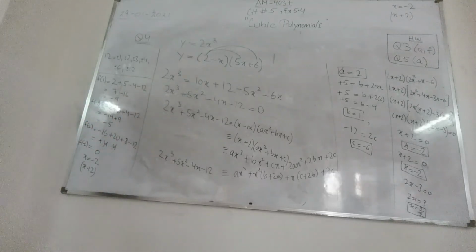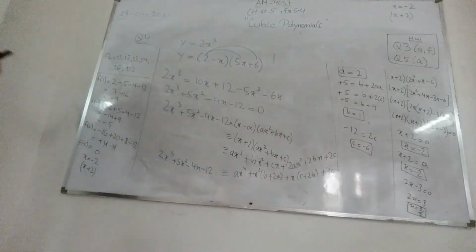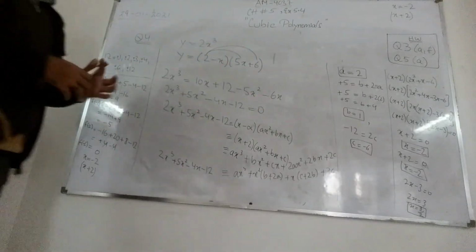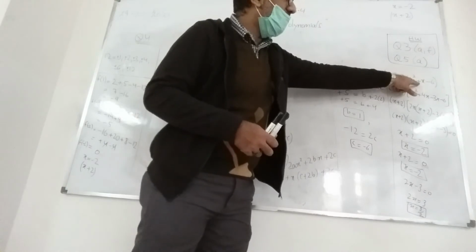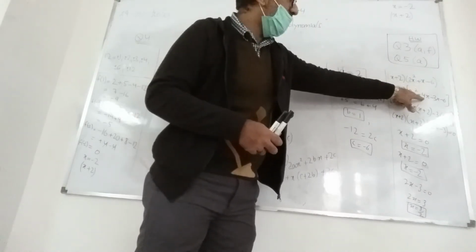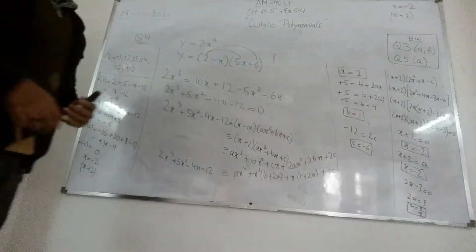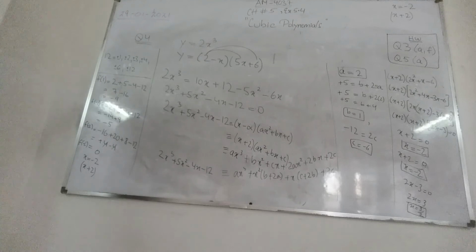Now I have to search for two numbers that when multiplied give me 12 and then added or subtracted give me 1. So 3 and 4 are the two numbers. Since the middle term has a positive sign, I will give the bigger factor the positive sign. So this is plus 4x minus 3x minus 6. The middle term is broken down into two terms. I have 4 terms now.